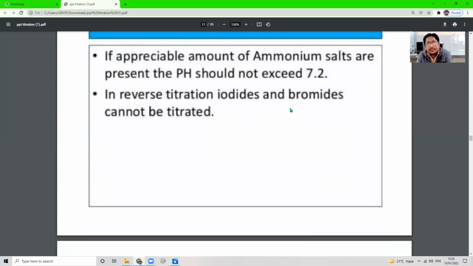The main limitation is here, the last point, the reverse titration: iodide and bromide cannot be determined by argentometry or Mohr's method.